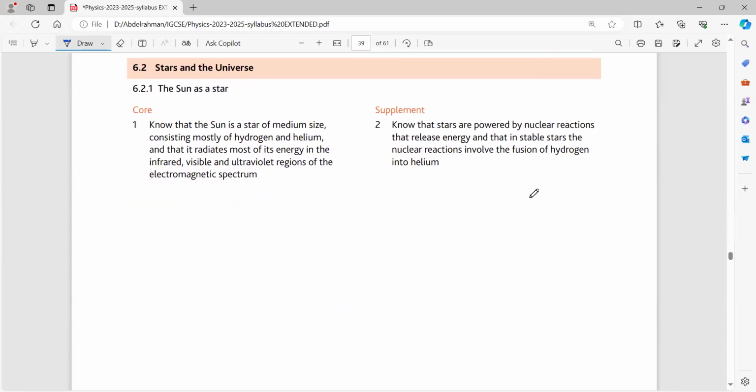Moving on to 6.2, the last lesson in our syllabus: the sun as a star, and then we will talk about the universe. The sun is a medium-sized star. We know that the sun is a medium-sized star.